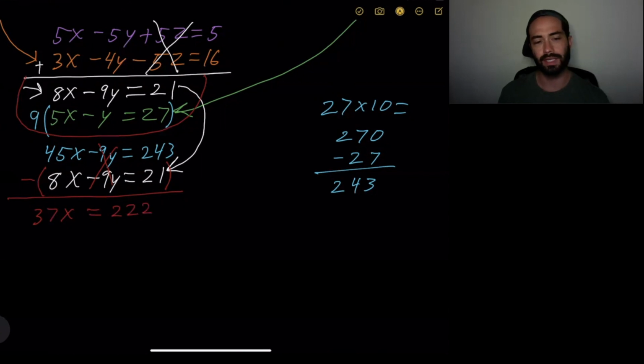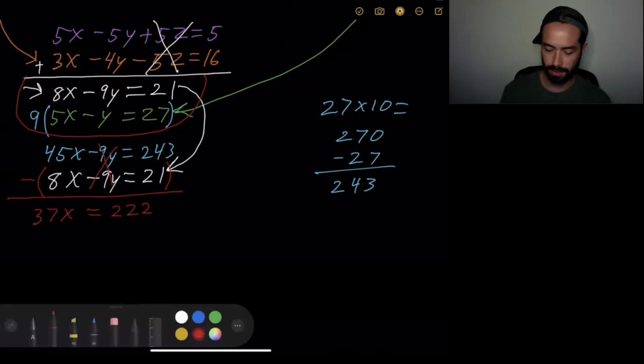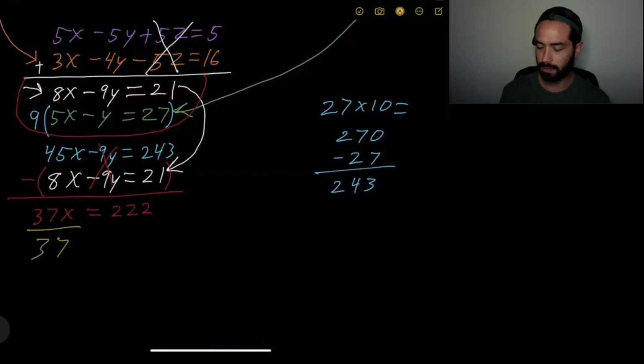222. Okay, so here we go. Now we have to divide by 37 on both sides. Here we go, everybody. Divide by 37.